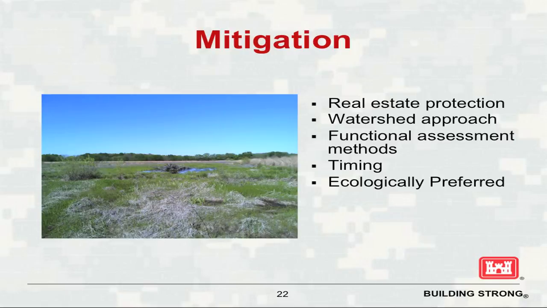Some important ideas in mitigation here are real estate protection. Currently, we're requiring a perpetual conservation easement that's going to be held by a third-party easement holder. There are some other mechanisms out there, possibly for a conservation agency or something like that, where they may not have to do that. But for the most part, we're requiring conservation easements to make sure that mitigation is protected in perpetuity.